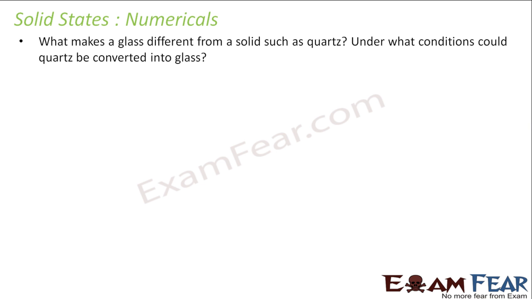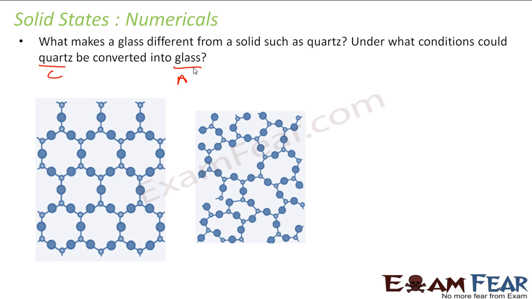The next question is, what makes a glass different from a solid such as quartz? Under what condition can quartz be converted to glass? So we know that quartz is what? Quartz is crystalline and glass is amorphous. Correct? Let's first draw the crystalline and amorphous. So this is my crystalline and this is my amorphous. This is my glass, this is amorphous, and this is my quartz.